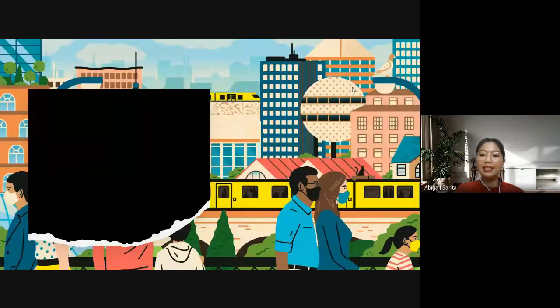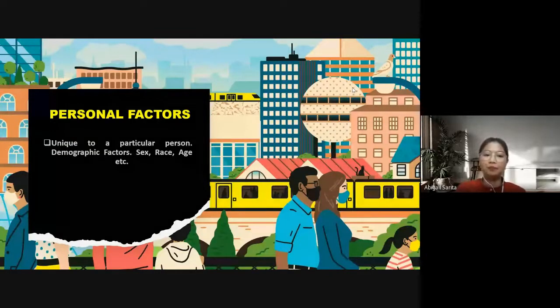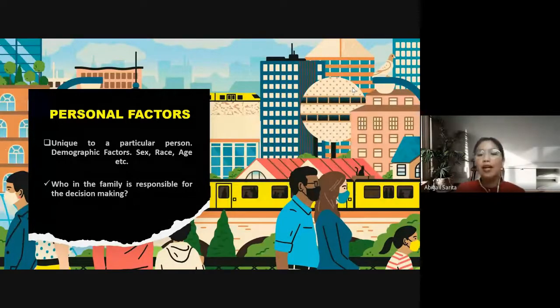Please remember. Next, yun, inisa-isa ko na pala, class. So personal factors unique to a particular person, demographic factors based on your gender, your age. So kung millennials ka, ano ba yung lagi nyong binibili or lagi nating binibili? Kung female and male ka, syempre it depends on your preferences. So sa personal factors, class, responsible din dito yung sino sa pamilya yung nagde-decide. Is it the father? Is it the mother? Or kung sino yung provider ng family?